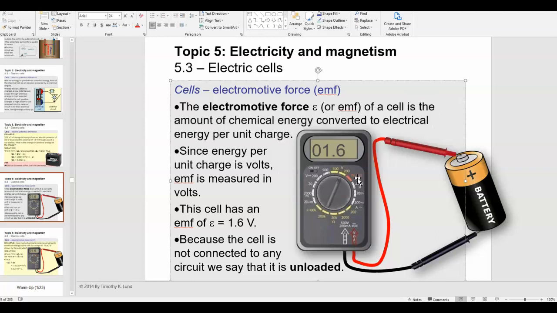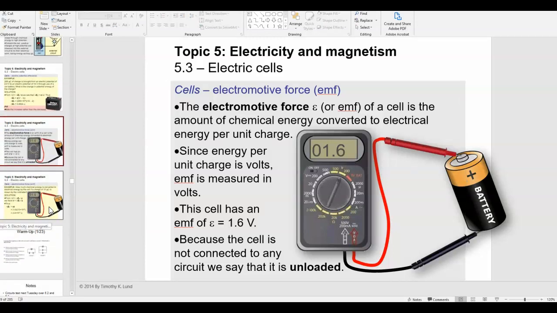Now what we have here is a digital multimeter acting as a voltmeter. Notice, by the way, it is connected in parallel to a battery, and it gives us a reading of 1.6 volts. So what we would say is that this cell has an EMF of 1.6 volts. This is what we call the unloaded reading of a battery or a cell. By unloaded, I mean it's just the cell by itself. It's not hooked up to a circuit or anything like that. Just the cell out in the wild. We're just sticking a voltmeter on it, seeing what it says, 1.6 volts.